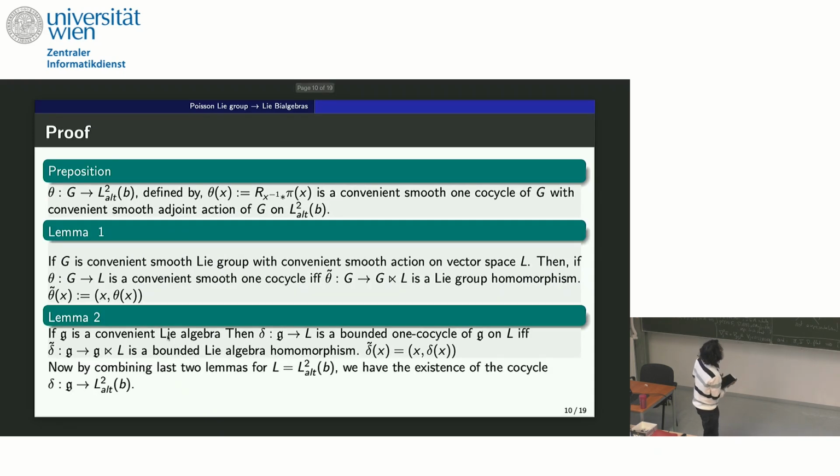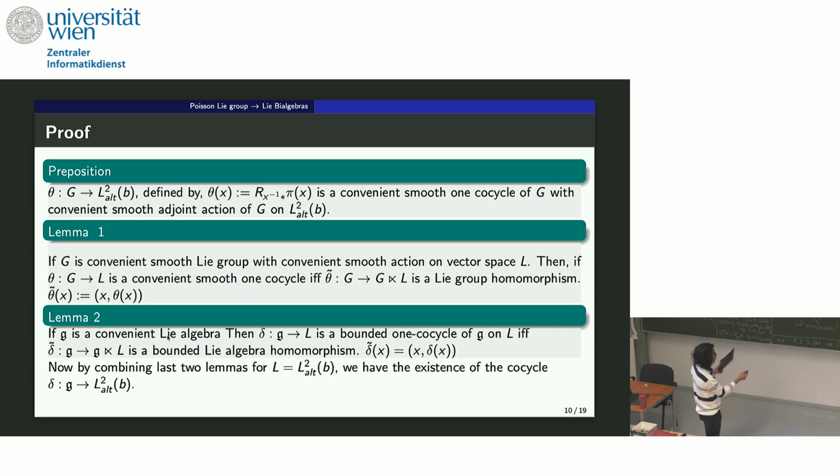So how do we go about proving this? From pi we can translate it to get this map theta. This theta is a map from G to all the alternating bilinear maps on B. We can show that because pi is multiplicative, this map theta will be a smooth one cocycle of G. But there is another way to see this. If you define this map delta tilde like this, where the first component is just x and the second component is this theta, then this will be a Lie group homomorphism.